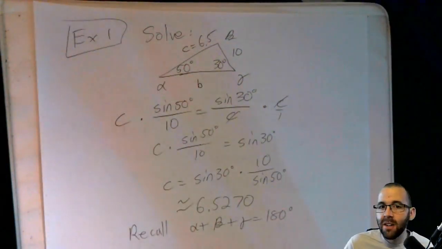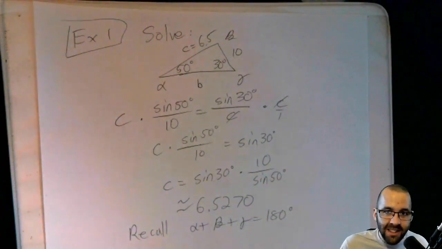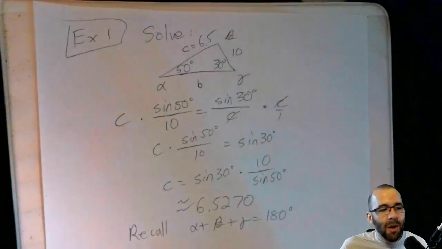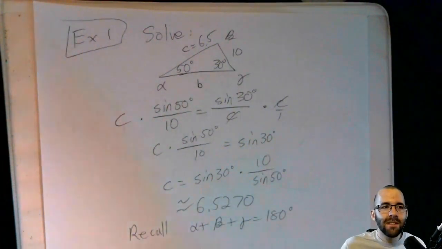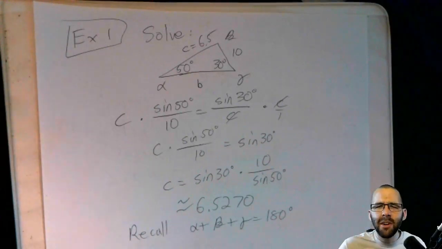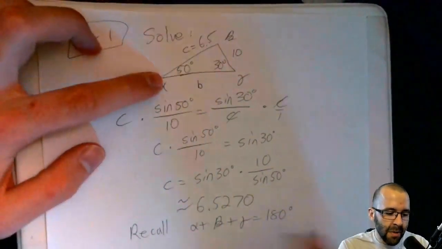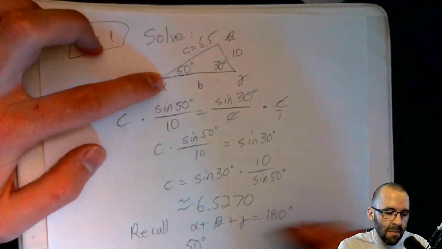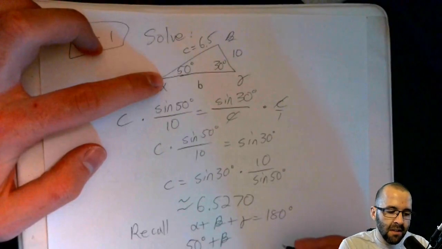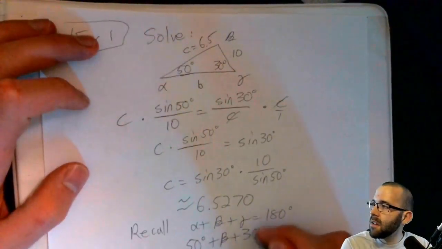Squares and parallelograms always add up to 360 degrees. Pentagons always add up to 540 degrees, I think, and then just etc. All right, well, alpha we already know is 50 degrees. Beta, well, we still need that. Gamma is 30 degrees.